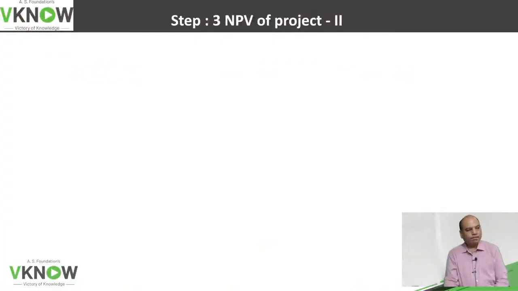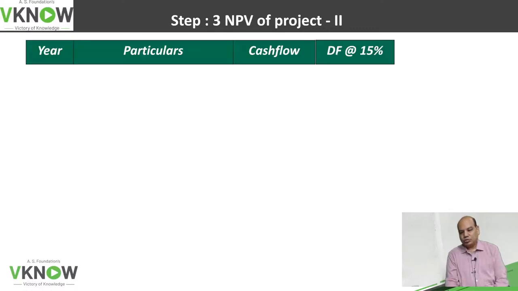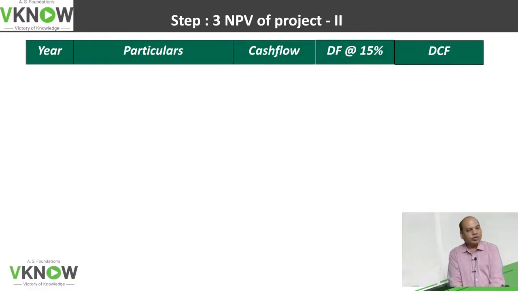Step 3: NPV of project 2. Again we'll draw the table. Very good, Divya. NPV of project 2. Year, particular, cash flow, discounting factor at 15%, discounted cash flow.